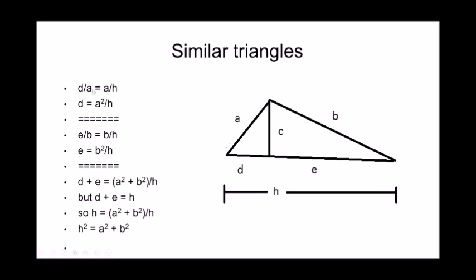Now all we do is add both equations together. Of course, that's perfectly legitimate. So we add D plus E, and we get A squared plus B squared all over H. But we know that D plus E is actually the same as H. So H equals A squared plus B squared all over H. And multiplying by H, we get H squared equals A squared plus B squared, which is, of course, Pythagoras' theorem.